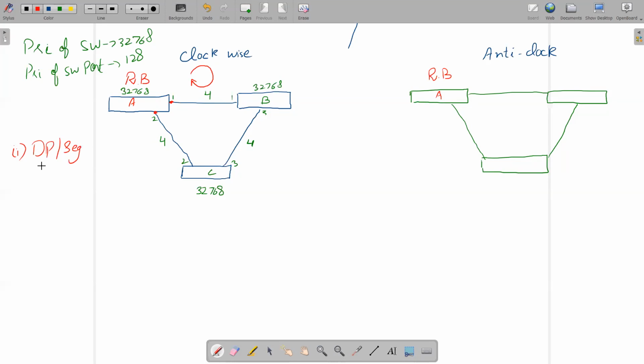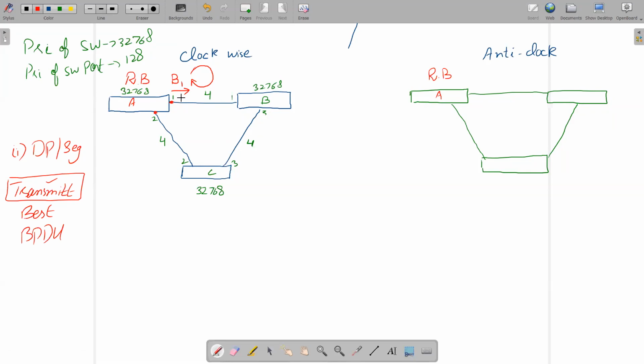And what was the definition of designated port? Such a port which transmits the best BPDUs. So we will only focus on the transmission. We will not be focusing on the receiving side. We are only interested in the transmitting. So you can see, if I move in the clockwise direction, the first BPDU will be transmitted from port number 1. I'm just giving it the name B1, the BPDU 1.